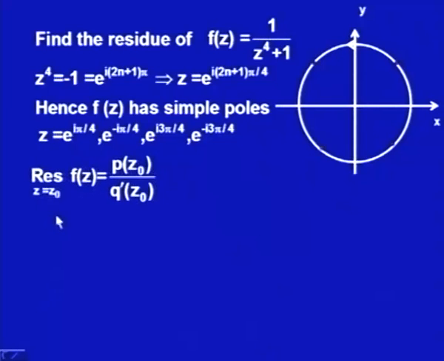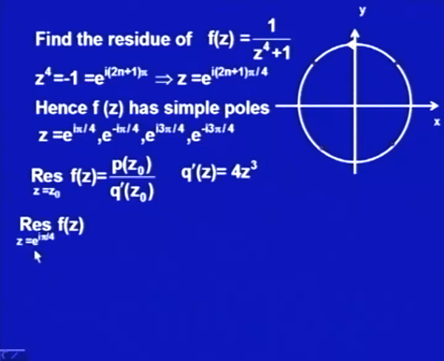Again we would use the formula that the residue at z equal to z naught is p(z naught) upon q dash(z naught). Because here p(z) is a constant, we do not actually need to evaluate p(z) at different values of z naught. The only thing we have to find is q dash(z naught). Since here q(z) is z to the power 4 plus 1, q dash(z) is 4 z cube. So we get a simple formula for the residue at z equal to z naught as 1 upon 4 z naught cube. Let us find it at both points, e to the power i pi by 4 and e to the power i 3 pi by 4.